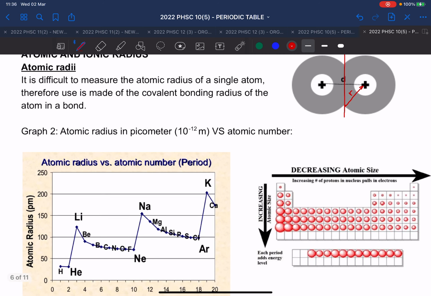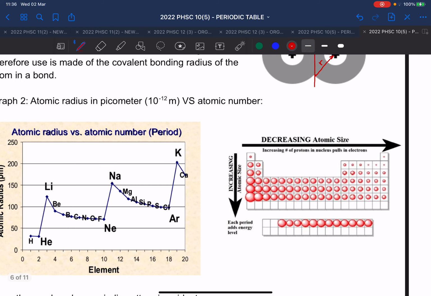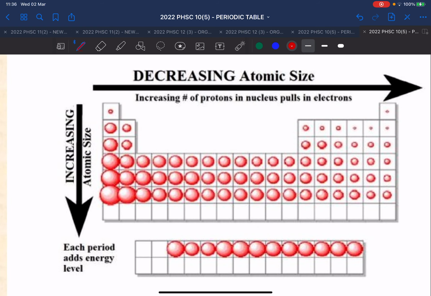Now, if we look at the radius, I first want to look at this periodic table here on the right-hand side. As you can see, if we go down a group, it becomes bigger and bigger. And the guy showed this in the video. He said, we add another shell. I told you shell is an orbital. We add another energy level, orbital, and it goes bigger and bigger. So as you go down, period 1, 2, 3, 4, energy level 1, 2, 3, you add more orbitals, and it becomes bigger and bigger.